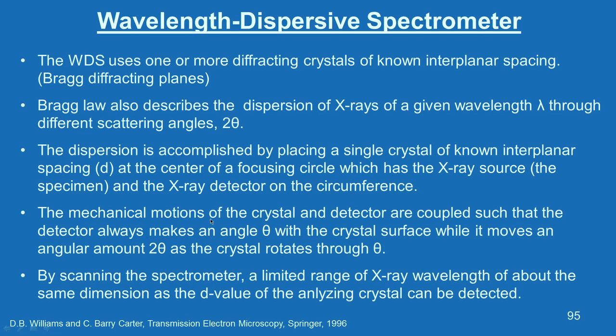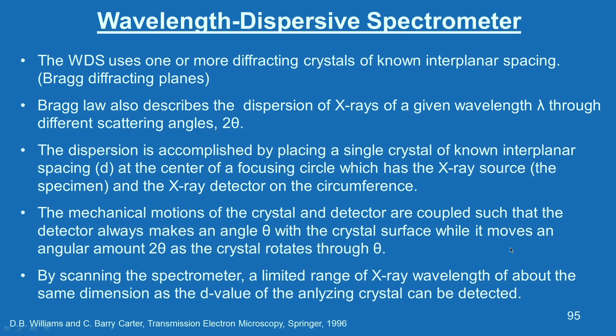The mechanical motions of the crystal and the detector are coupled such that the detector always makes an angle theta with the crystal surface, while it moves an angular amount 2 theta as the crystal rotates through theta. By scanning the spectrometer, a limited range of X-ray wavelength of about the same dimension as the d value of the analyzing crystal can be detected.